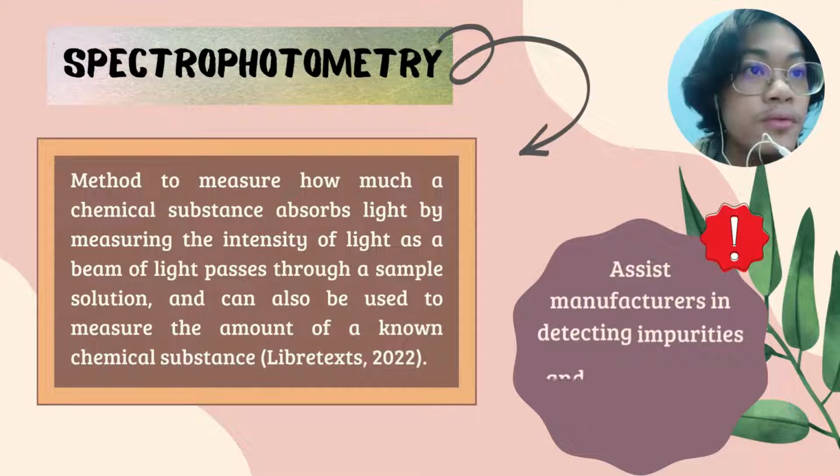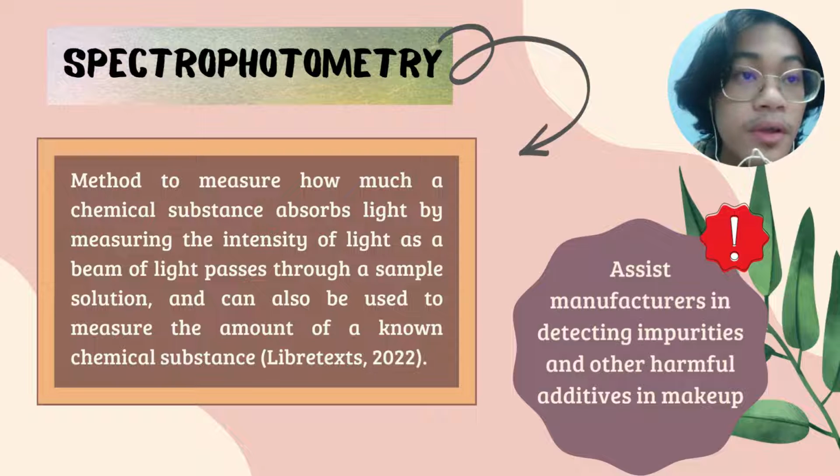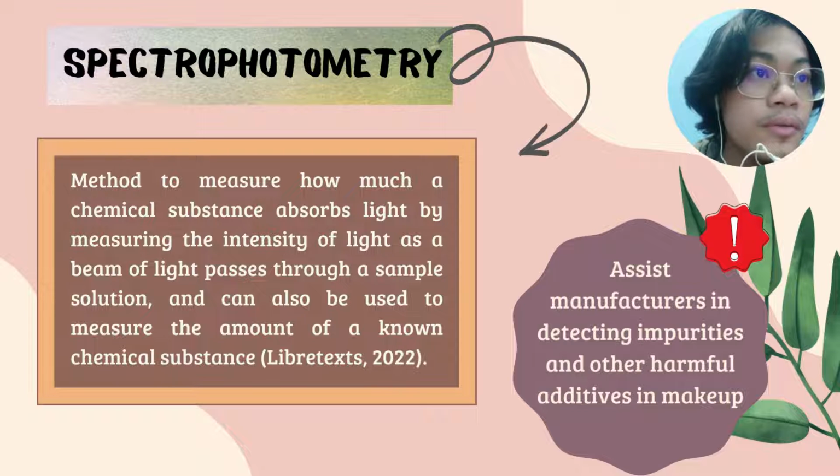We know that spectrophotometry is a method to measure how much a chemical substance absorbs light by measuring the intensity of light as a beam of light passes through a sample solution, and can also be used to measure the amount of a known chemical substance. Because of these abilities, a spectrophotometer is known as new technology which can assist manufacturers in detecting impurities and other harmful additives in makeup.